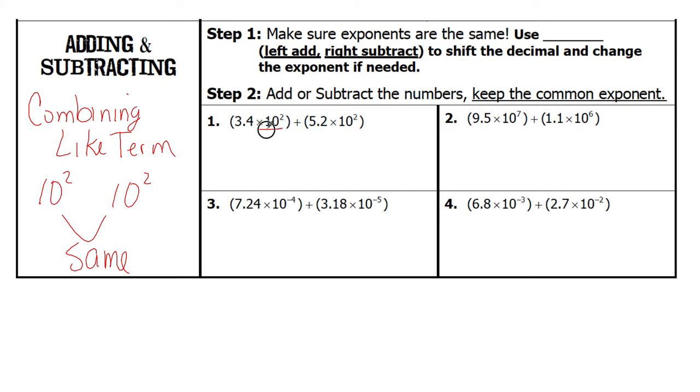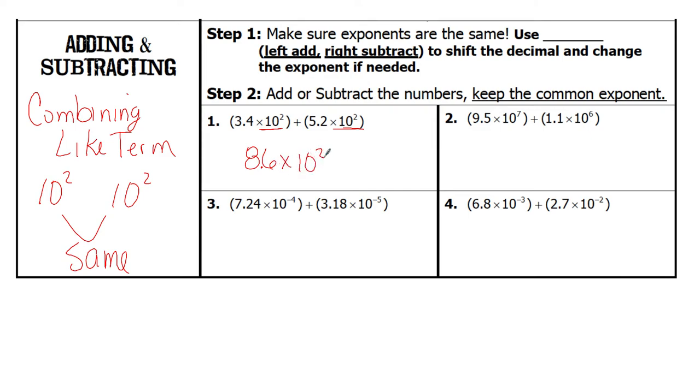Number 1, I have 2 of the exact same pairs. I've got 10 to the second on both problems. Now that I have 10 to the second, all I need to do is add or subtract the 2 numbers in the front. So it's 5.2 plus 3.4, 8.6. 8.6 times 10 to the second.